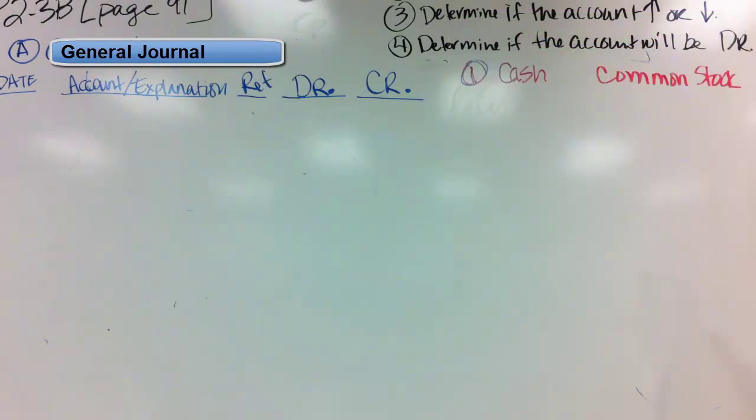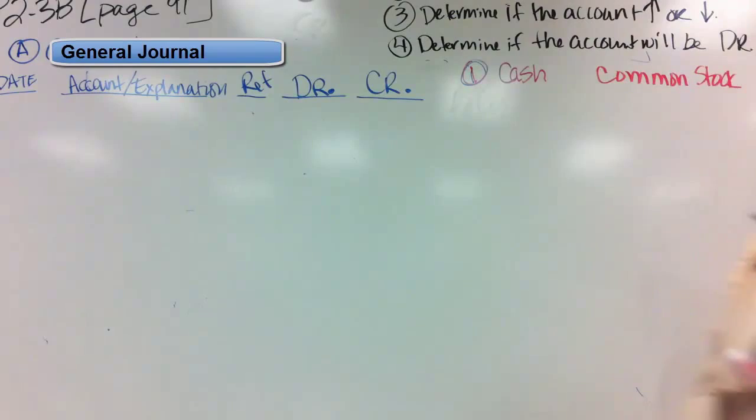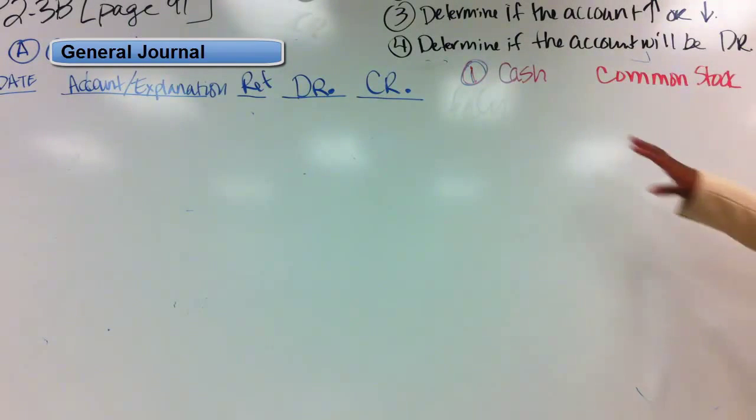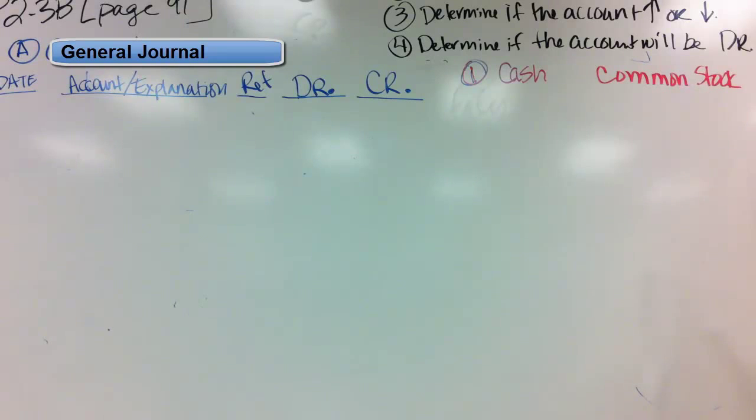So for the first, this is Chamberlain Services, formed on May 1st, 2014. The following transactions took place during the first month of May. There are 12 transactions. So that's problem 2-3B. Let's read it again. Stockholders invested $50,000 cash in exchange for common stock. So cash is one account, common stock is the other account.